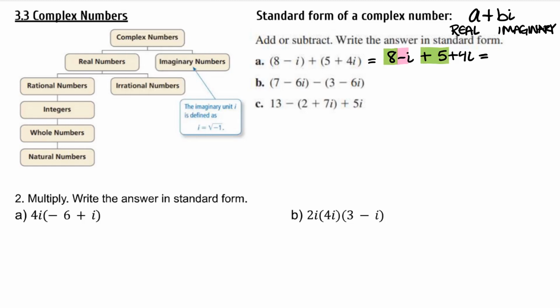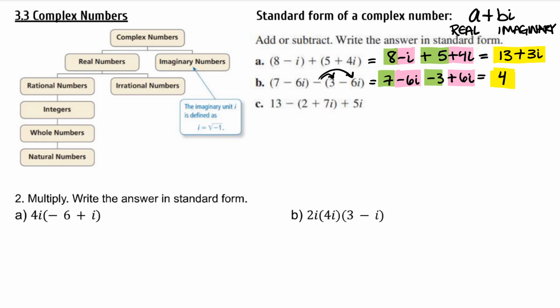8 and 5 are both real numbers, and they add to give you 13. Negative i plus 4i would be 3i. We write the real part before the imaginary. Because we have subtraction in between, we'll need to distribute that negative to each piece of this second complex number in order to write it without parentheses. Now combine the real parts, 7 minus 3 is 4, and combine the imaginary, 0. The standard form of this complex number has b equals 0 because there's no imaginary part.